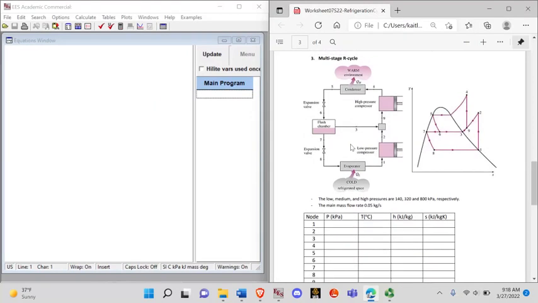Okay, so this video is on the multi-stage refrigeration cycle. Now we see our knowns. The low, medium, and high pressures are 140, 320, and 800 kilopascals respectively. The mass flow rate is 0.05 kilograms per second, the main mass flow rate.